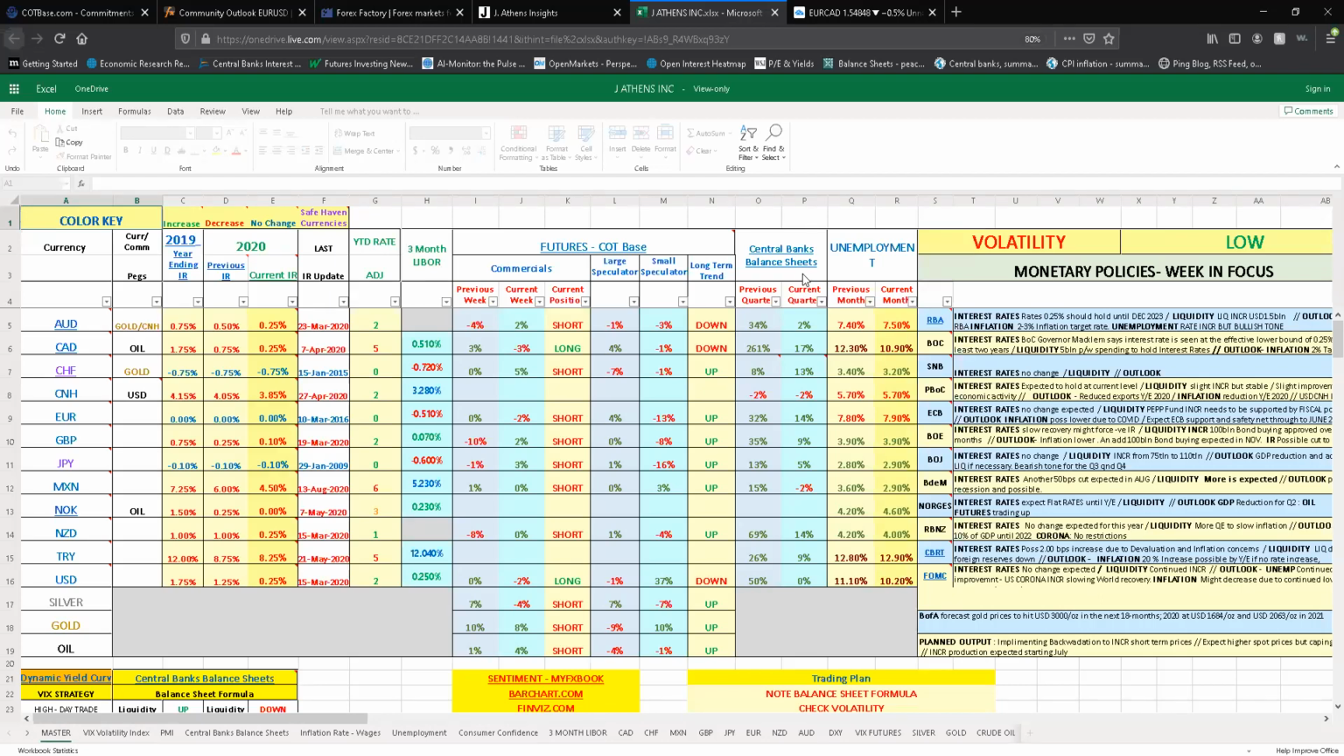Once you know volatility is low, you know there's a spread in between, and you can obviously gain some interest on that.